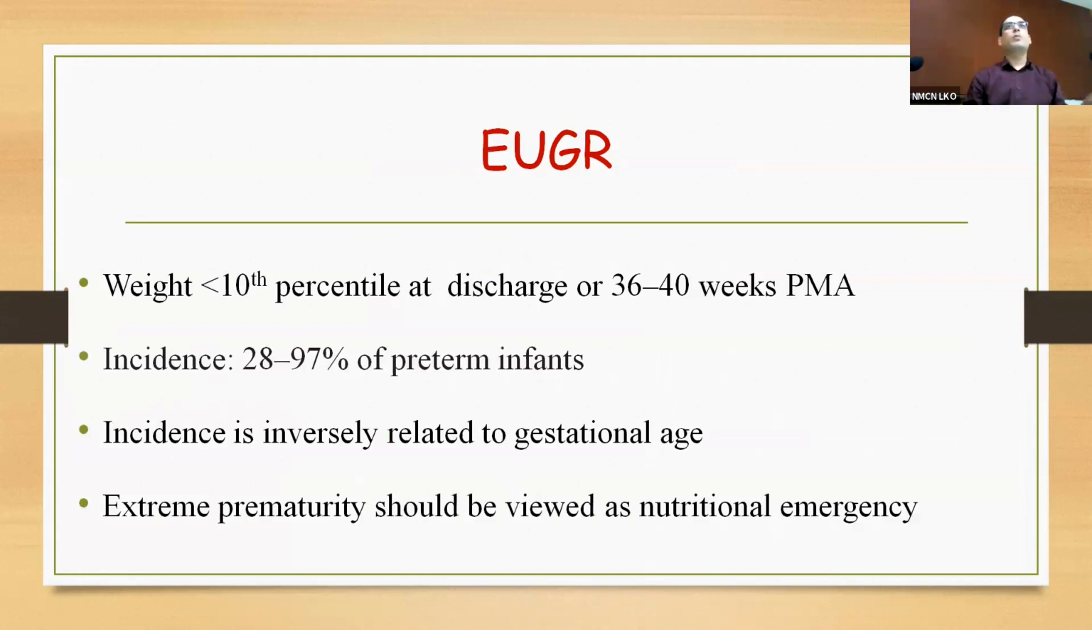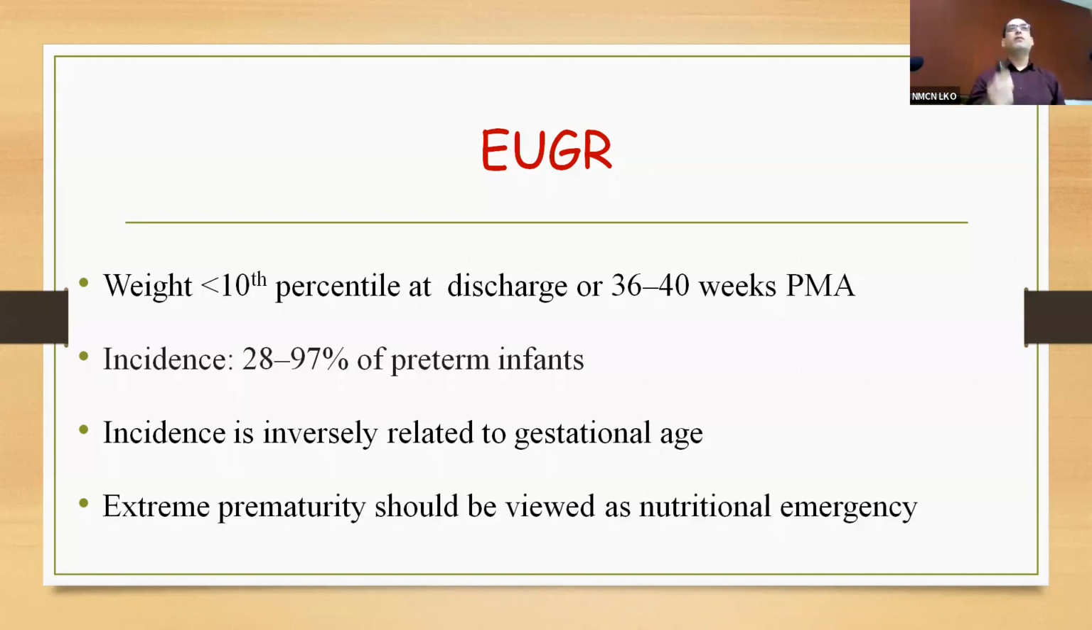Now coming to the topic per se, EUGR is whenever our babies have a poor weight gain. In objective terms, whenever their weight is less than the 10th centile at 36 weeks of gestation or at discharge, we classify them as EUGR. It is almost universal. Almost 100% of ELBW babies will have some degree of EUGR, and in VLBW the rate is as high as 40 to 60%. And the incidence, as is expected, is inversely proportional to gestational age. The smaller the baby, the higher the risk of EUGR.